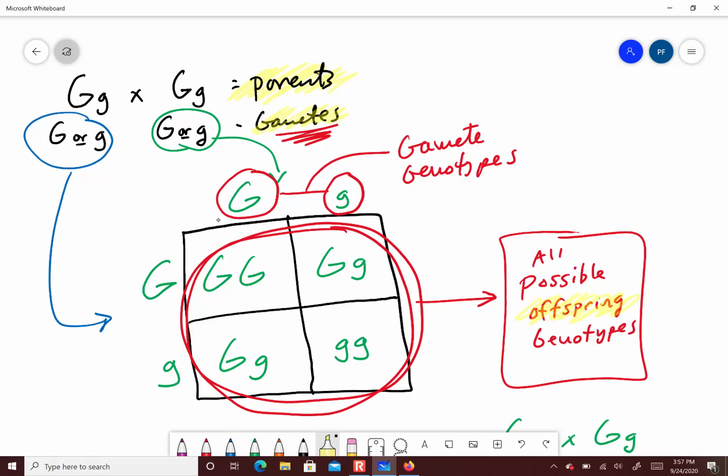And again, it's possible offspring. I'm not implying here that whatever this cross is, there are four offspring every time over and over again. That's not true. It could be one offspring. It could be 1,000. It depends on what you're looking at. But it gives us the ratio of what we should expect.